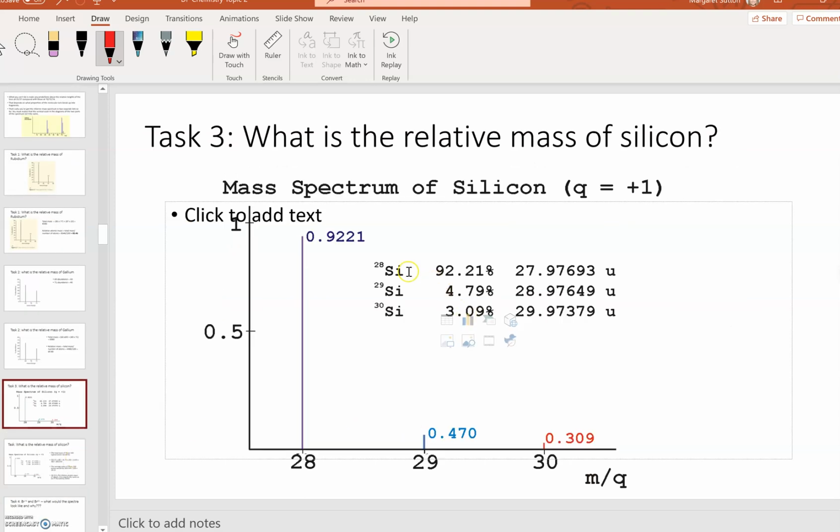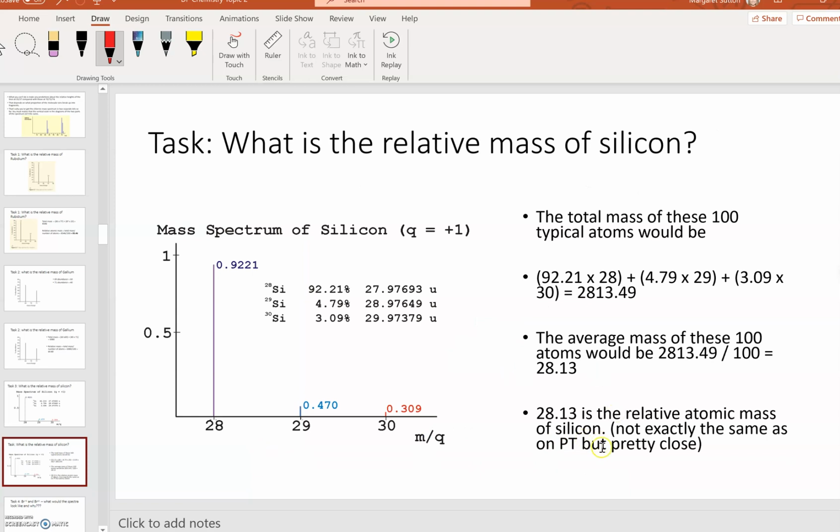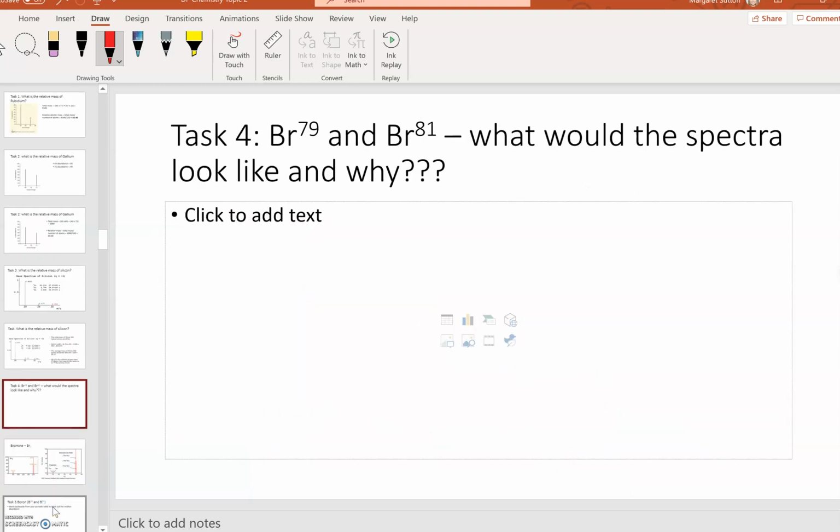Now I think in class everyone said don't look at these numbers here because they don't add up right, which is correct. They don't. This value here is missing a 0, and this one here is missing a 0, but you can just use these percentages here. They work great. So this is silicon. Silicon-28 is 92.21% abundant, silicon-29 4.79, and silicon-30 at 3.09. So if you do 28 times this, 29 times this, 30 times this, and then divide by 100, you'll end up with the answer 28.13. So hopefully this makes sense.